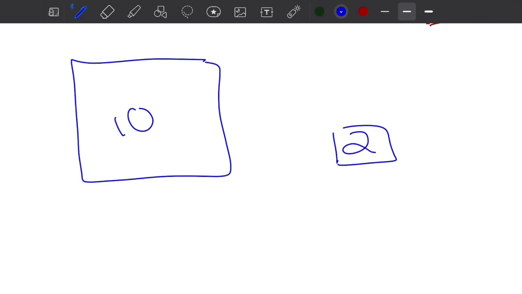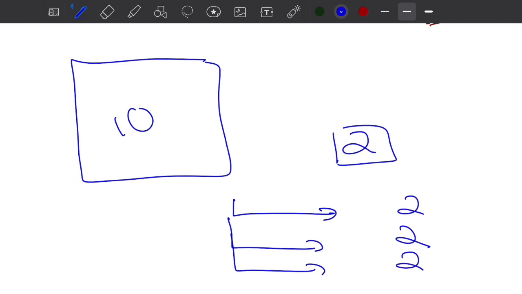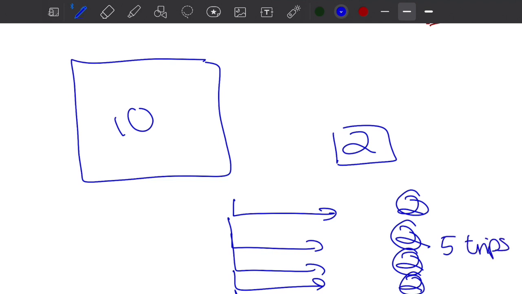Well, let's do this step by step. Okay, 1 trip, we have 2. Second trip, that's 2. Third trip, 2. So far I have 2, 2, 2, that's 6. Next trip, 2, now I have 8. Next trip is 2, now I have 10. So it was 1, 2, 3, 4, 5. That's 5 trips. How do I get 5? How do I get that number 5 from 10 and 2? What operation do I use?